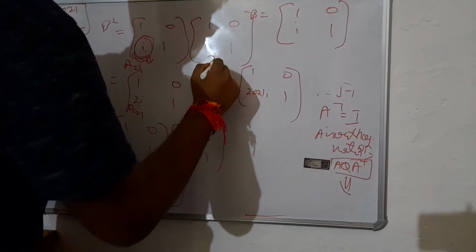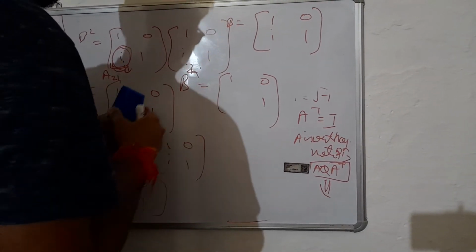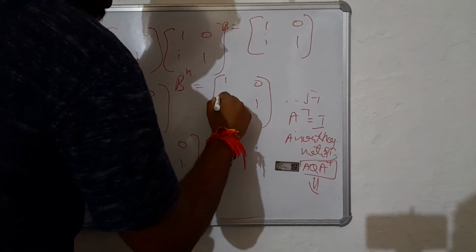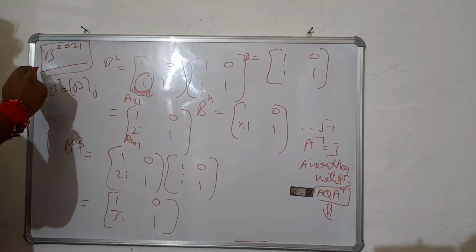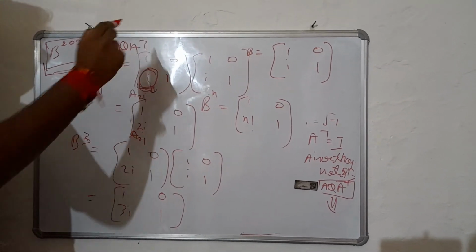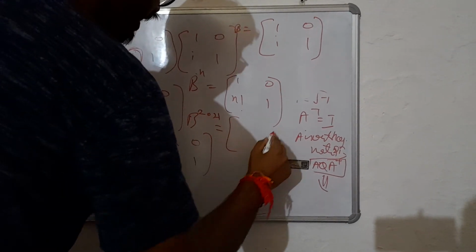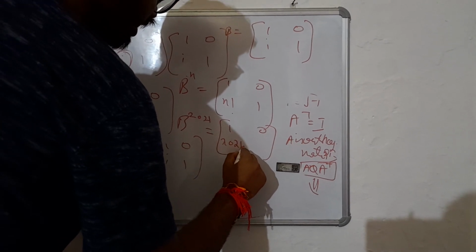Let me write in the form of general. Okay, we were writing the general form, so it will be what? N iota. And what we had to find? We had to find B raised to the power 2021, because this is equal to AQA transpose. So B raised to power 2021, how much will it be? It will be 1 0, 2021 iota 1.